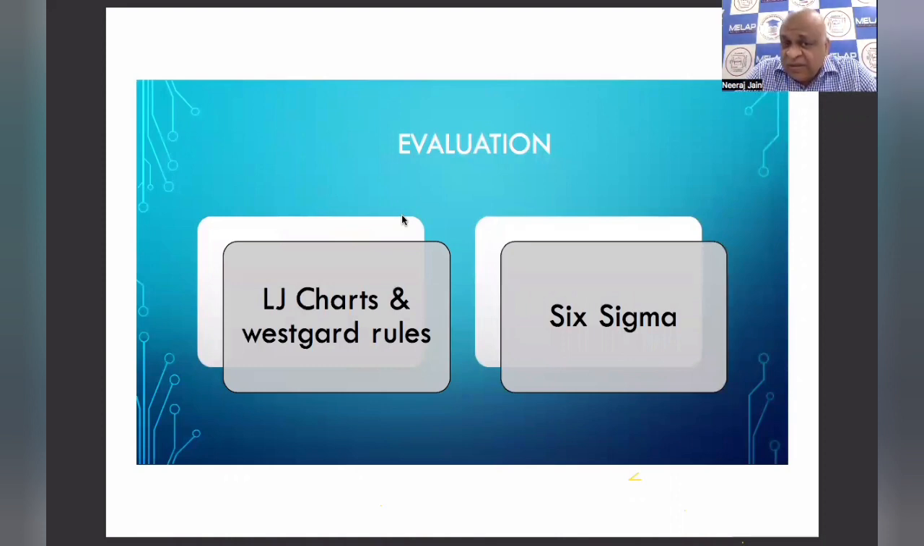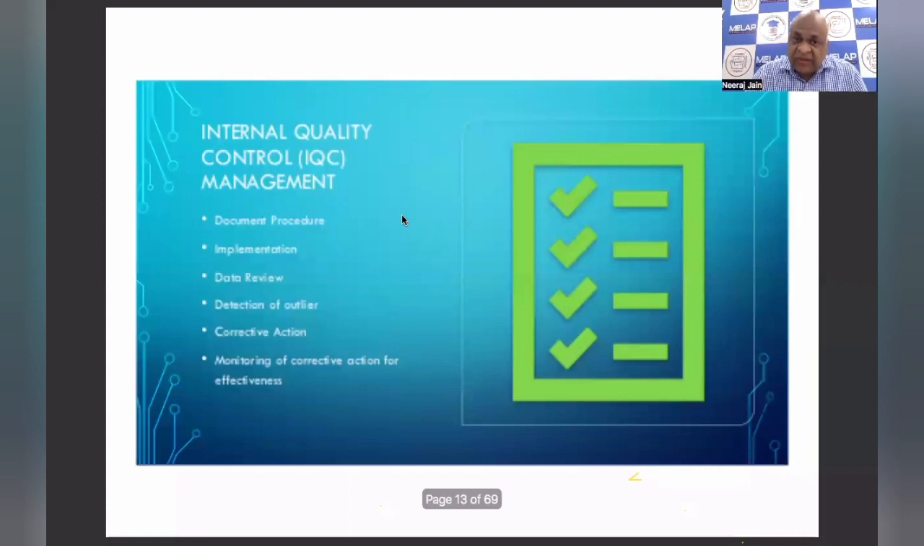How these control results are evaluated. One thing is you are preparing LJ charts and you are following Westgard rules, or you are using Six Sigma. So today we will discuss this LJ part. Six Sigma is a big topic that we will discuss in a separate lecture.